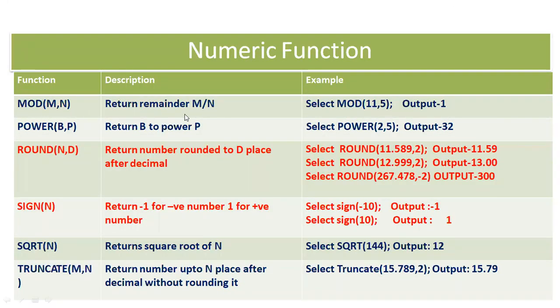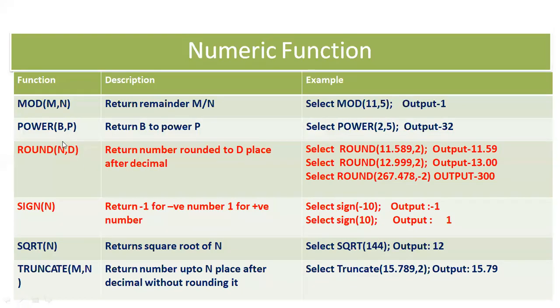See here, numeric functions. The numeric functions are mod, power, round, sign, sqrt, truncate. Here we'll do a quick revision of this. Mod returns the remainder, meaning of a number. So select mod 11, 5. It will display 1, only the remainder. Power, you have to use POW or power. Here it raises the power of 2, 5.